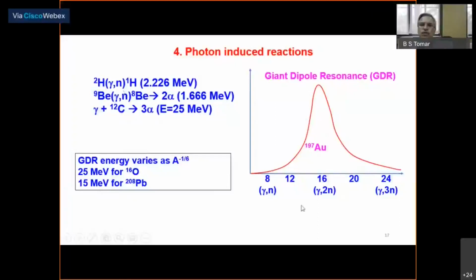I will not go into details. In fact, I am not an expert in the giant dipole resonance type of reactions. So those who are interested, last time there was a question asked about these reactions, they can go through the photonuclear reaction details in the literature. So that's all I had to say.